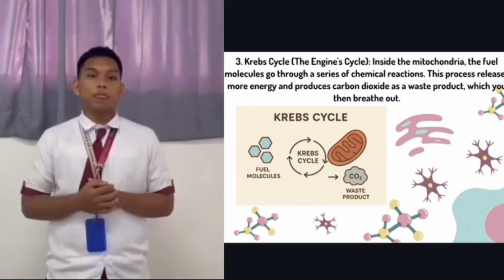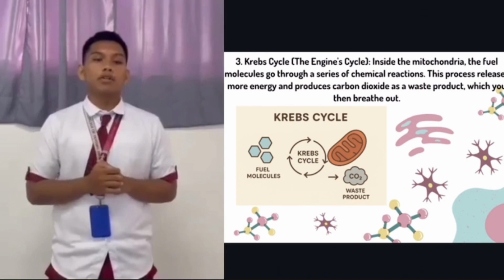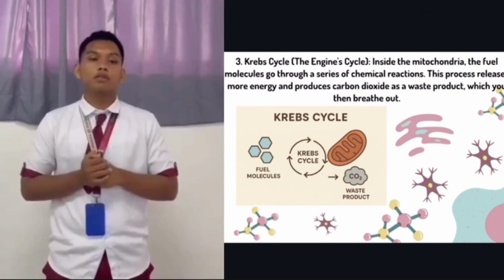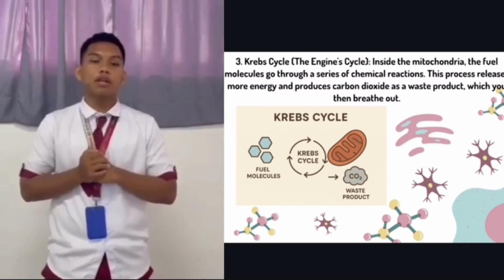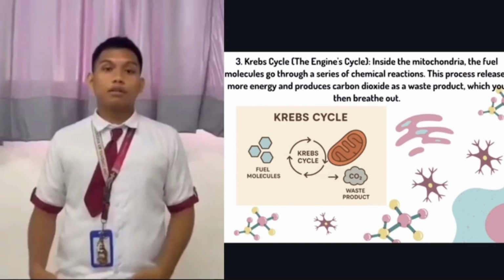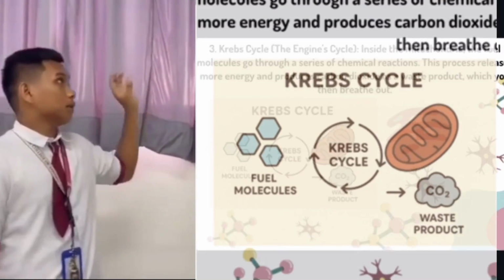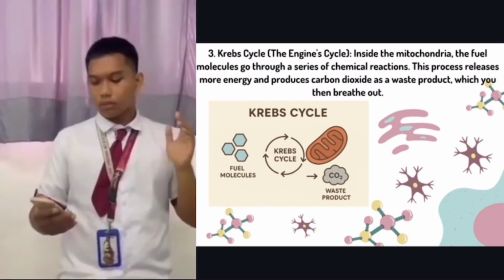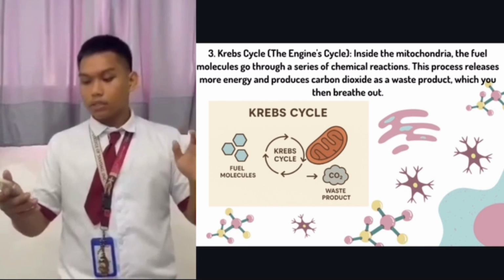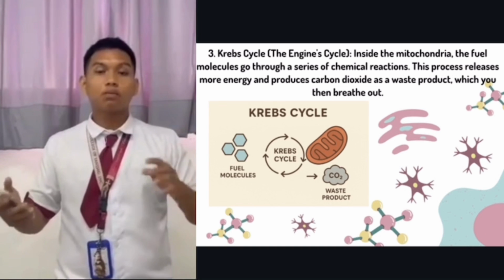So here's the third one, the Krebs cycle, like the engine of the cell. Inside the mitochondria, the fuel molecules go through a series of chemical reactions. These processes release more energy and produce carbon dioxide as a waste product, which you can breathe out. So here's the breakdown of the Krebs cycle. First, the fuel molecules go into the mitochondria. The fuel molecules are broken down through a series of reactions that release energy. As a result, carbon dioxide is produced as waste that we breathe out.